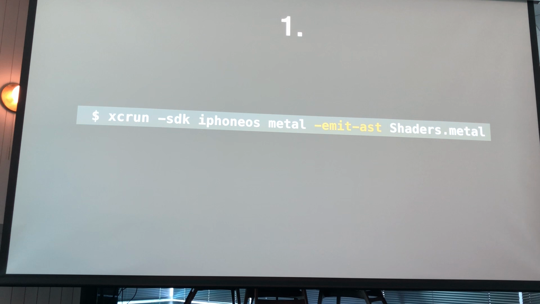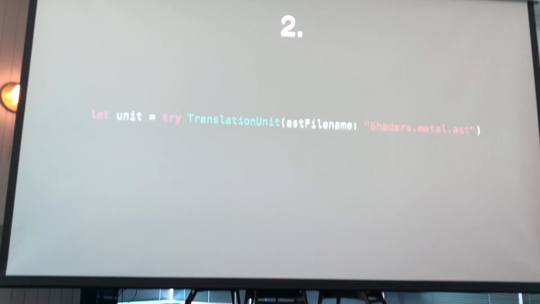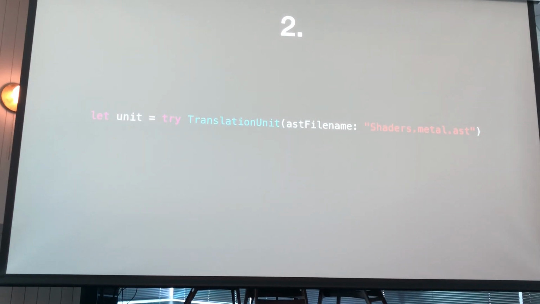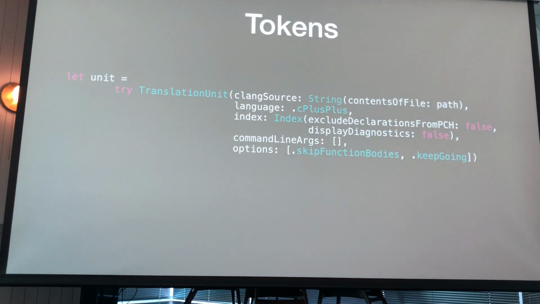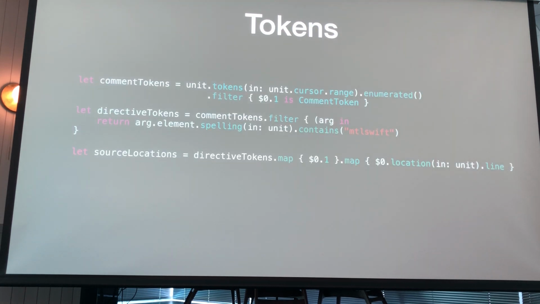So the first step was successful: I just added the emit-ast flag to the command. Next I loaded the AST as a translation unit into the library, but it threw an error, a fatal error. So the regular libclang cannot read the customized ASTs produced by Metal. I tried different approaches, like tokenizing the Metal shaders with libclang's other functionalities, but it didn't really work well.